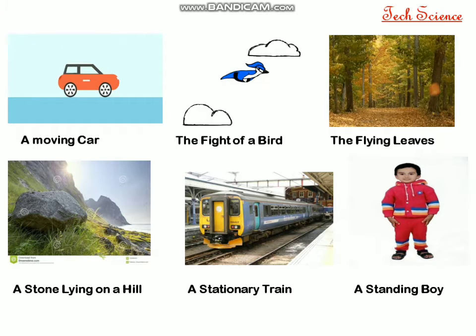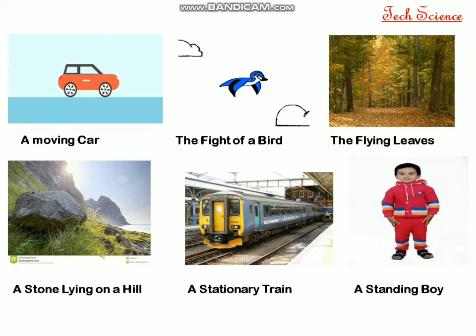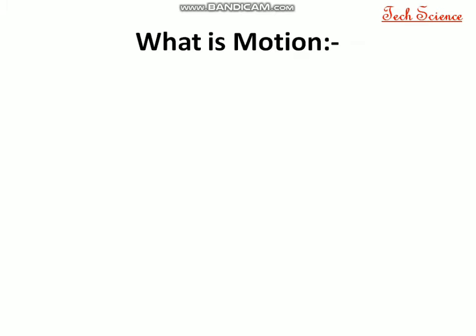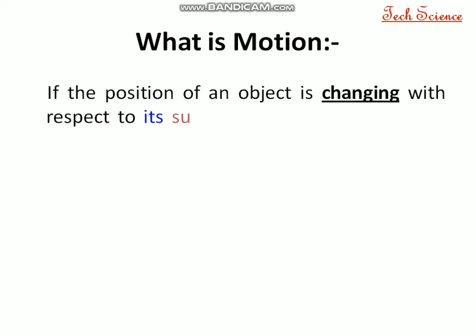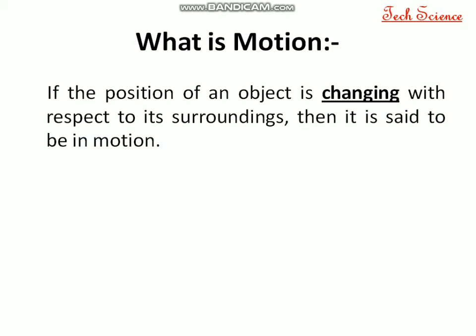So here now it's time to define the 2 terms. What is motion and what is the rest position? So what is motion? I can say that if the position of an object is changing with respect to surrounding, if the object changes its position, here the initial point is different and the final point is different with respect to its surrounding, then we can say that the object is said to be in motion.